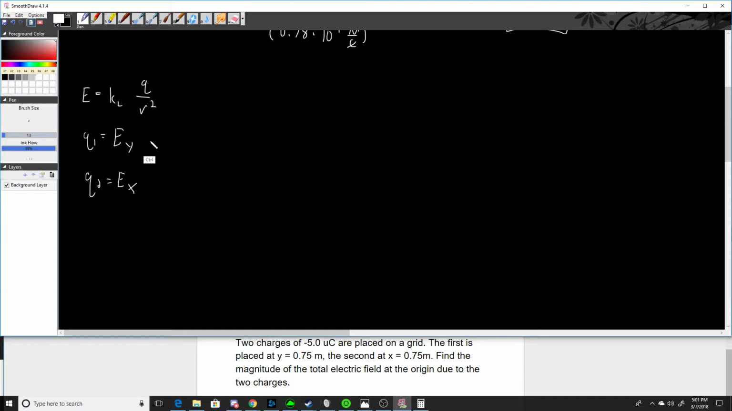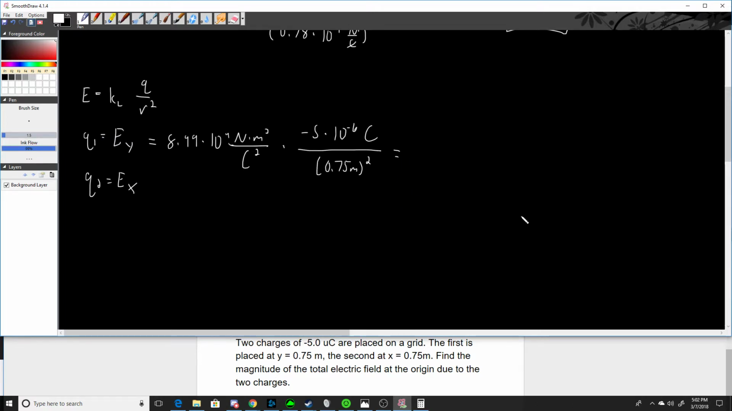I'm looking for the electric field in the y direction. That'll be equal to 8.99 times 10 to the ninth newtons meters squared per coulomb squared, times Q, which is -5 times 10 to the -6 coulombs. I'm sorry about kind of ignoring significant figures there. Divided by 0.75 meters squared. I'm left with newtons per coulomb, which is the unit for electric field here.